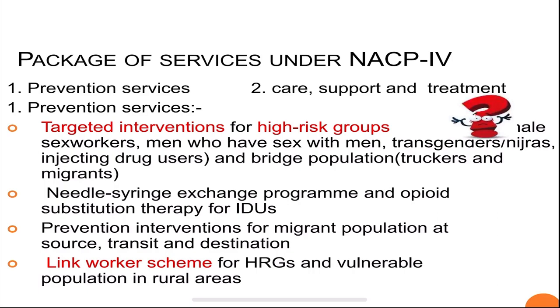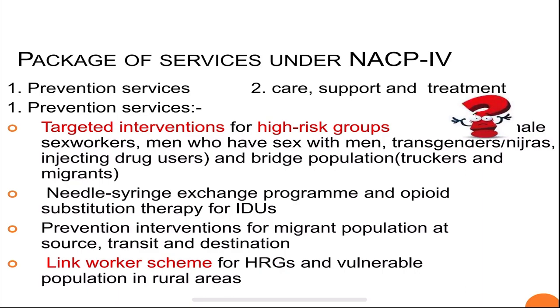Now, let's see what is included in the prevention services. Prevention services include targeted interventions for high-risk groups. We need to perform interventions in high-risk groups like female sex workers, men who have sex with men, transgenders, hijras, injecting drug users, and the bridge population like truckers and migrants. These are the targeted people.